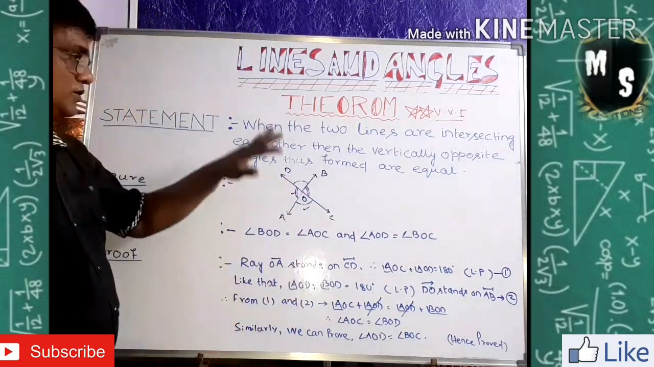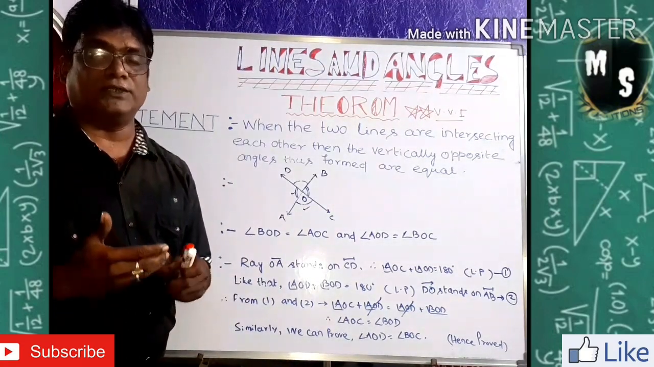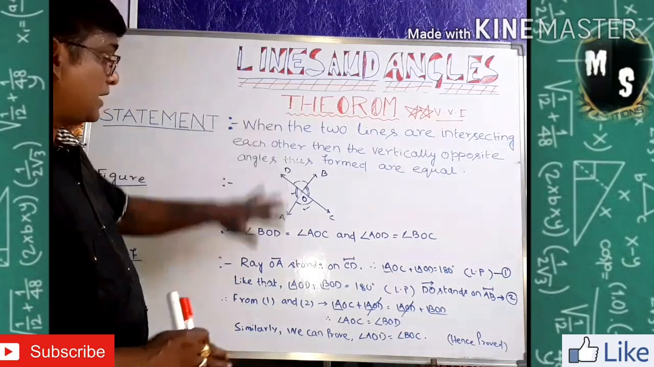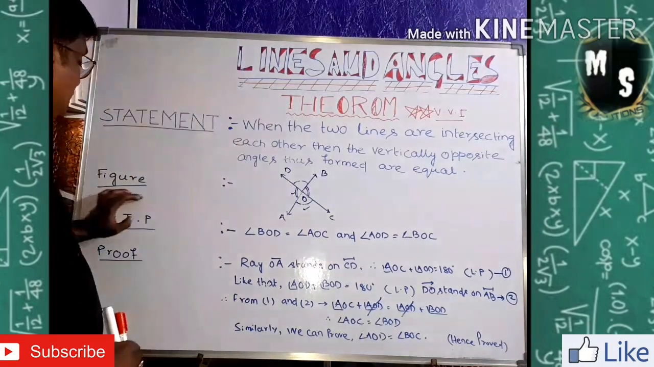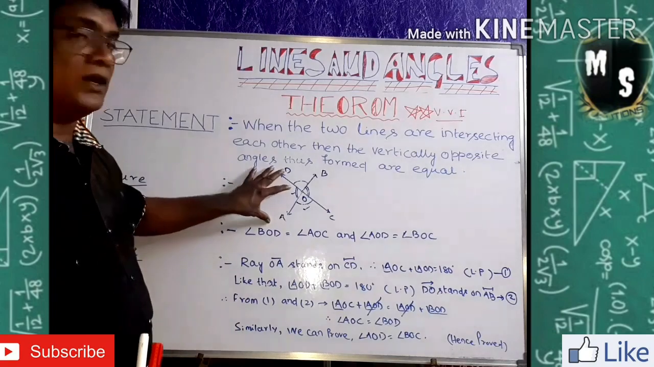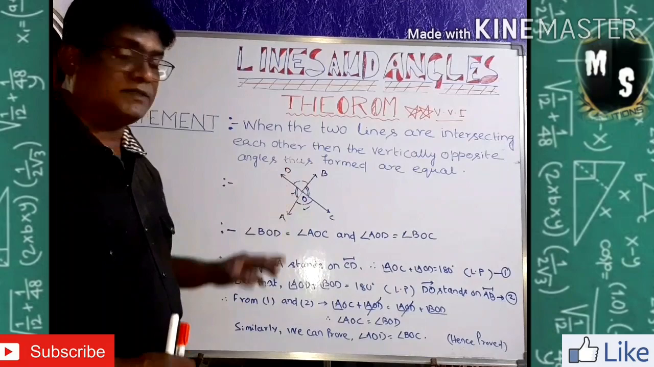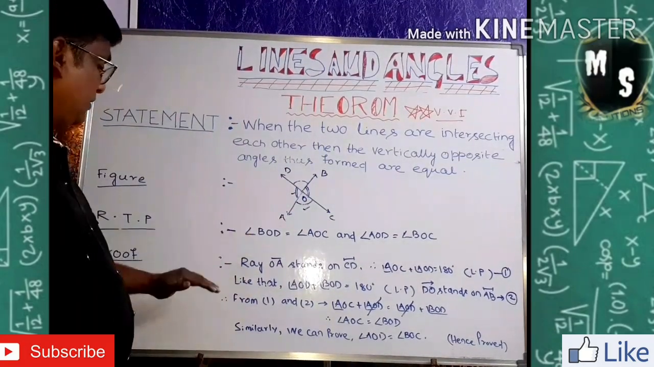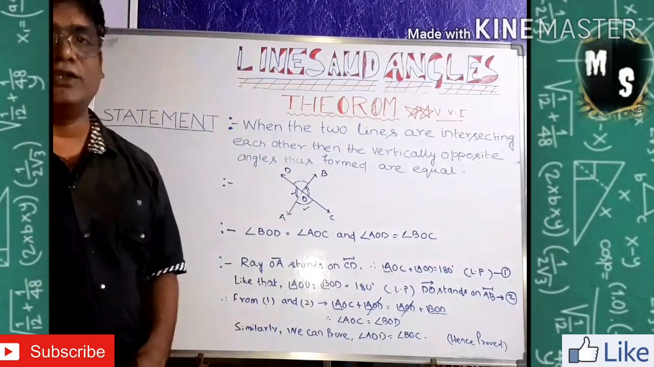I hope you understood. And when you do things at home, be very, very careful about what I comment on how to write the theorem. The statement, the question, the figure, the RTP, the proof must be in order. The figure should be clearly done, and every naming and measurement must be written nicely. Then you can go for the RTP and proof. After the proof, you must write hence proved. I hope you understood it.